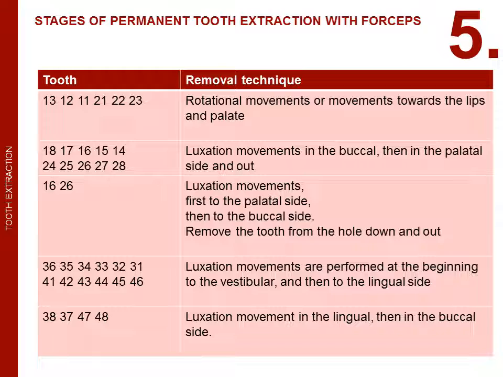Removal of upper canines and incisors is performed using rotational movements or movements towards the lip and palate. Removal of upper molars and premolars is performed by luxation movements in the buccal, then in the palatal side, and out. Removal of upper first molars is performed by luxation movements, first to the palatal side, then to the buccal side.